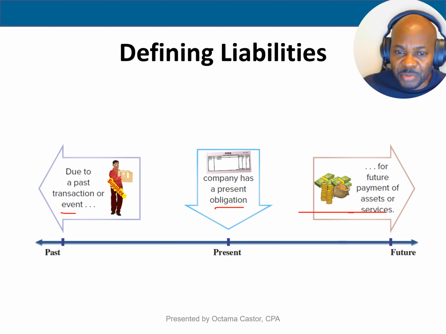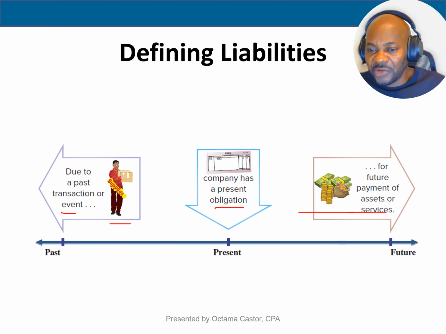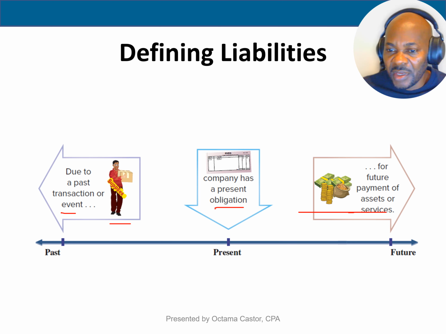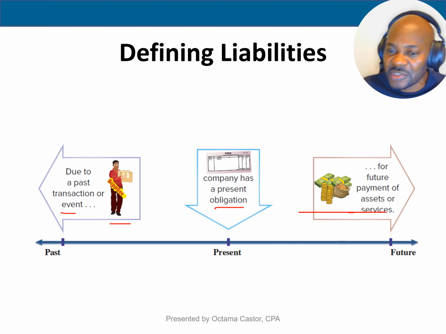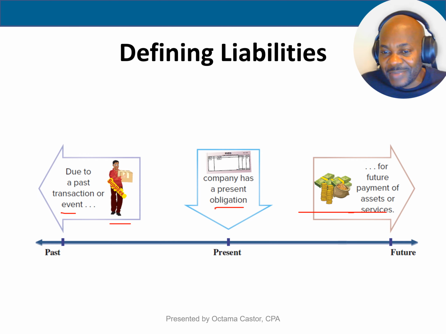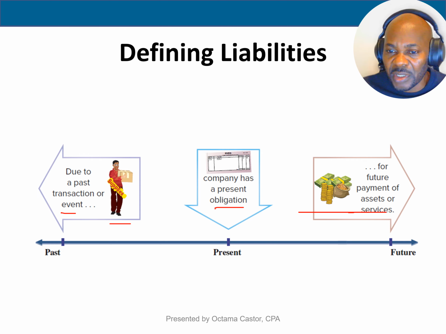So you purchase some supplies. For instance, you purchase some supplies today, and your vendor sends you an invoice, and that invoice has a 30-day payment term. You need to pay that invoice in 30 days. So that is a liability that you have to record in your book.